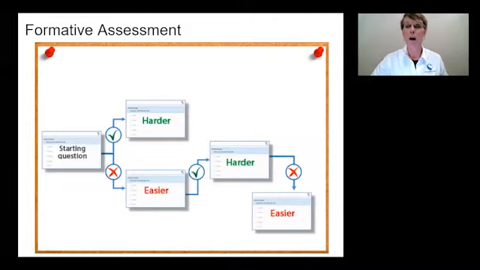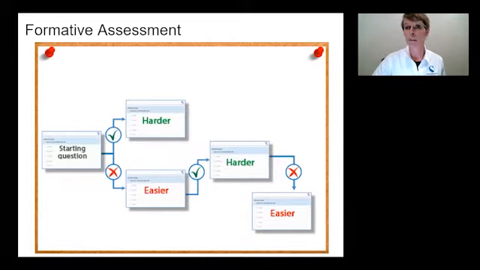So a baseline of questions is provided. If a child answers those questions correctly, the questions get harder. If they miss those questions, the questions get easier. The test is designed to pinpoint where the child's learning is.